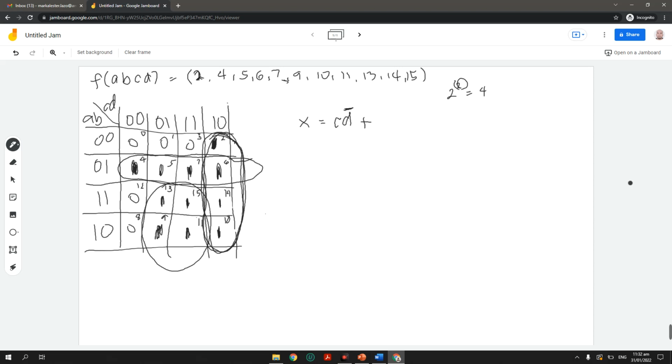Next, plus. How about this group here? The C and the D change. What doesn't change is the value of our A and B. So A is 0, so it will be written in its complemented form, and B is 1, written in its true form. Then consider the last group here.